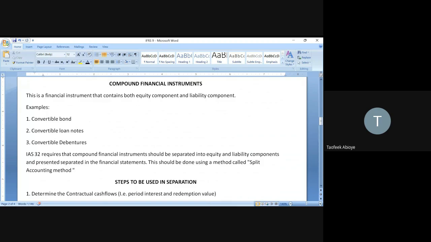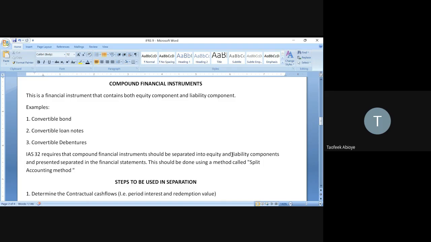Compound financial instruments. That's where we are going to now. This is a financial instrument that has a characteristic, that means it contains both equity components and liability components. And this is our first calculation for today. In fact, it came out last diet, and that's the reason why I sent that question to the group. What is this one again now?